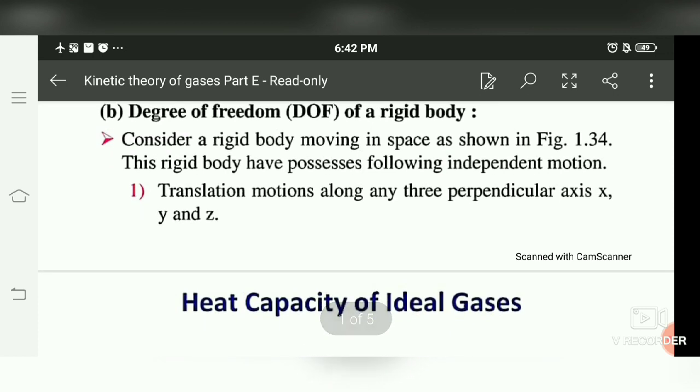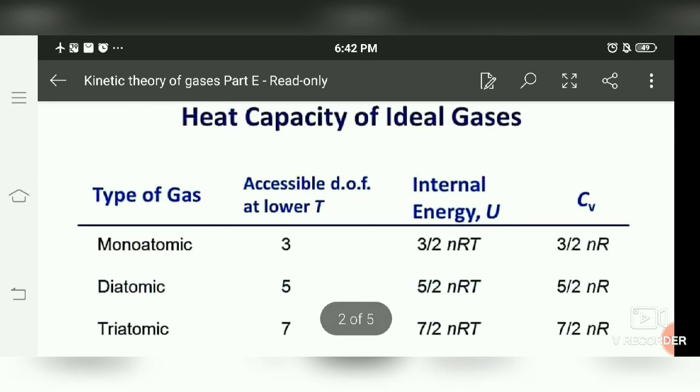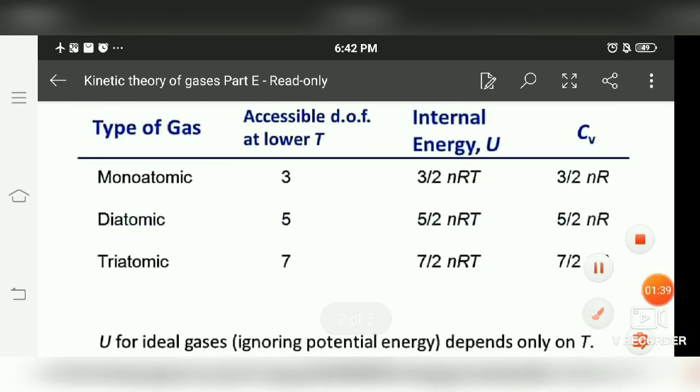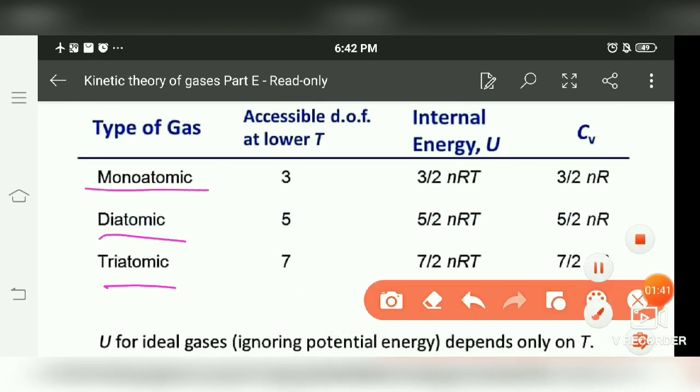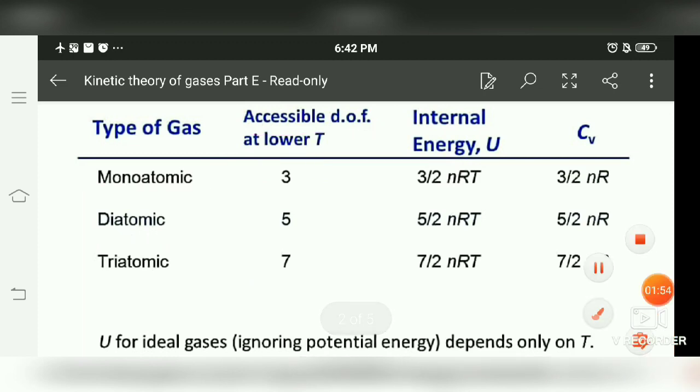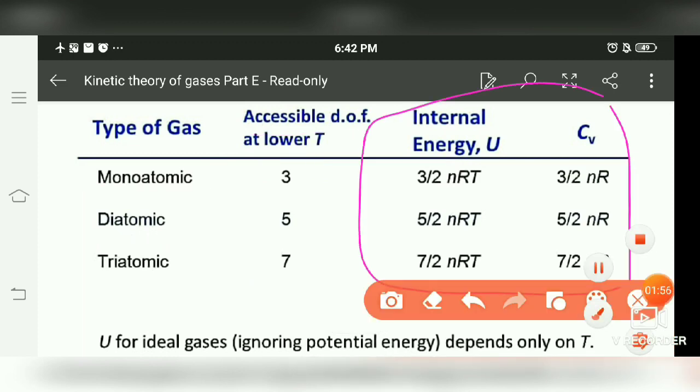For the translation motion along x, y and z, degree of freedom is 1. We have different types of gases like monatomic gas, diatomic gas and triatomic gas. For monatomic gas, degree of freedom is 3. For diatomic, degree of freedom is 5 and for triatomic it is 7. This relation we will find by using the formula.